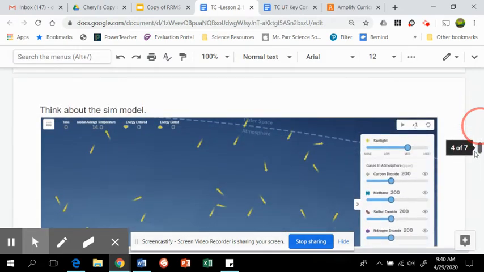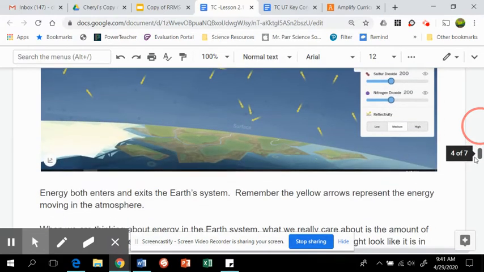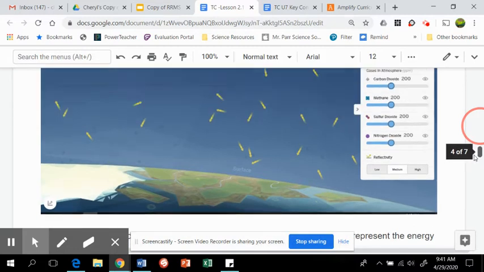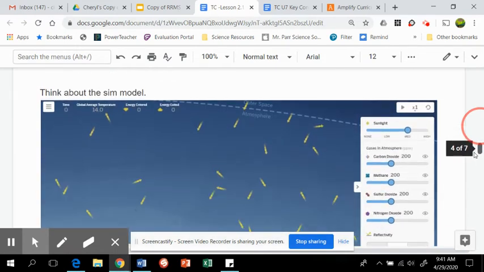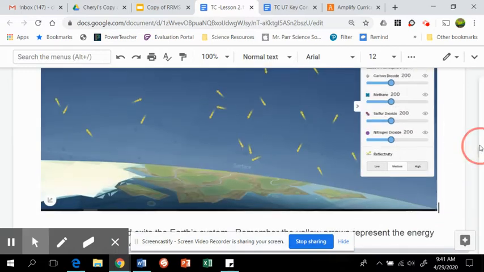So I want you to think about the sim model. Here's a screenshot of the sim model. Energy both enters and exits the Earth system. Remember, the yellow arrows represent the energy moving in the atmosphere. So these arrows, energy enters the system, but energy can also leave the system. See this arrow here? It could be leaving the Earth's atmosphere. See this arrow here? It could be leaving. So energy both enters and exits the Earth system.